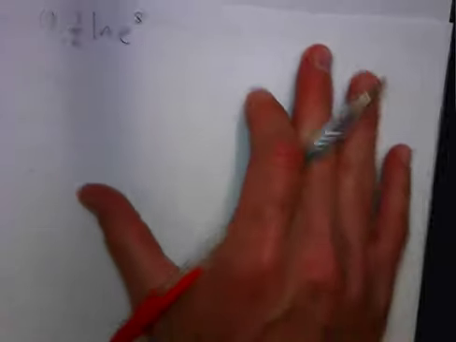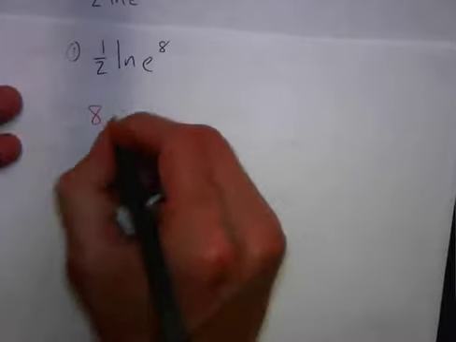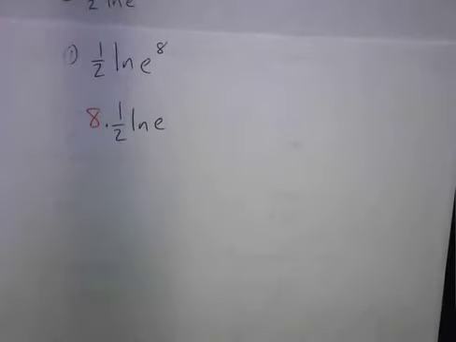And you may be thinking, well, Mr. Katz, that 1/2 is right there. Well, it doesn't matter. We're going to take that 8 and just dump it right in the front anyway, because remember, all we're doing is multiplying. So basically we have 8 times 1/2 times the ln of e, right? And then we go on from there.